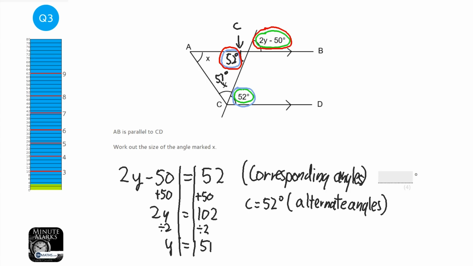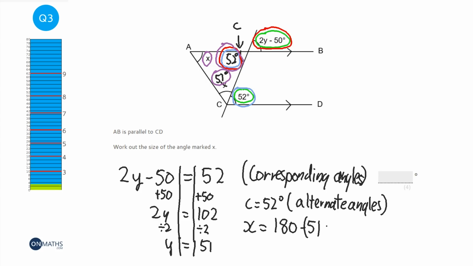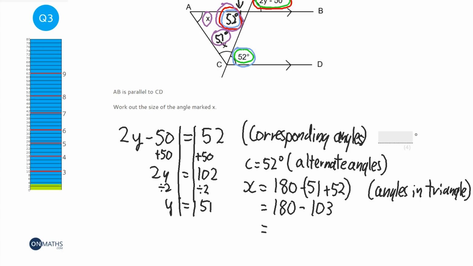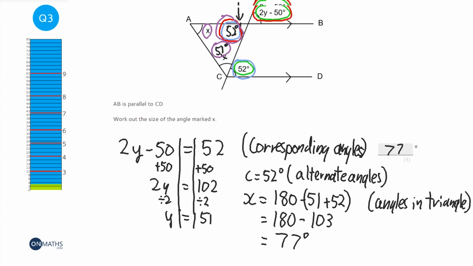Okay, so we've got three angles in a triangle. I've got way too many colours going on here. So to work out x, x equals 180 minus 51 plus 52. So work out what 51 plus 52 is, and then take away from 180. And the reason is angles in a triangle. Okay, so I know that 51 plus 52 is going to be 103. Therefore that's going to be 77 degrees. So my answer is 77 degrees.